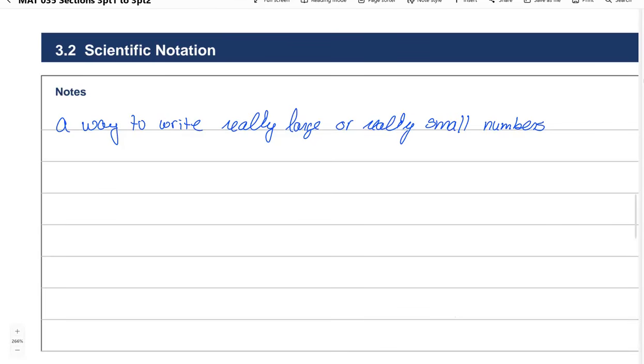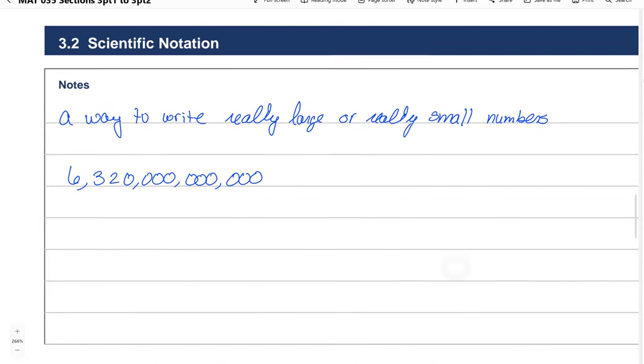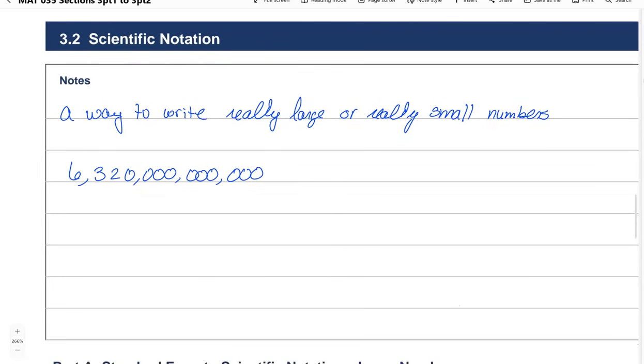So let's think about a number like 6,320,000,000,000. This is a pretty big number, right? This is millions, billions. And we have a lot of zeros. One way to write that is to express it in scientific notation.